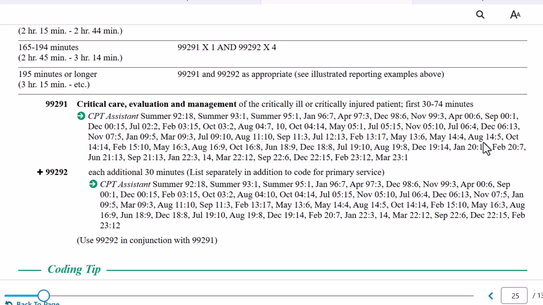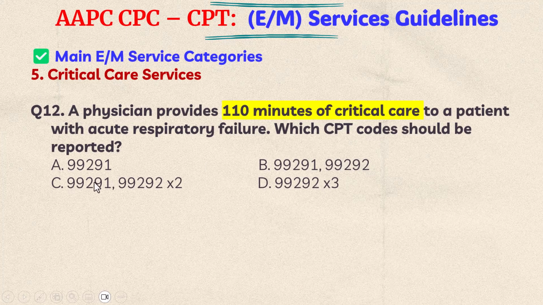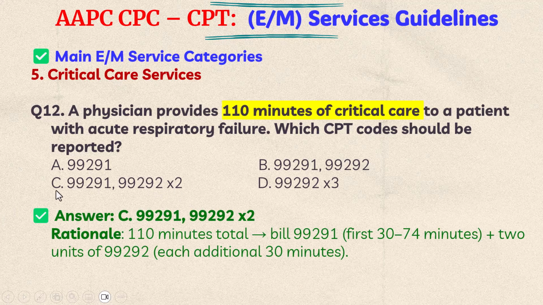In our case, the duration is 110 minutes. So the first 74 minutes are included in 99291. The remaining is 36 minutes. For the first 30 minutes, you can use 99292. For the other 6 minutes, you multiply this 99292 by 2. So the correct answer will be 99291, then 99292 times 2. So the correct answer is C.